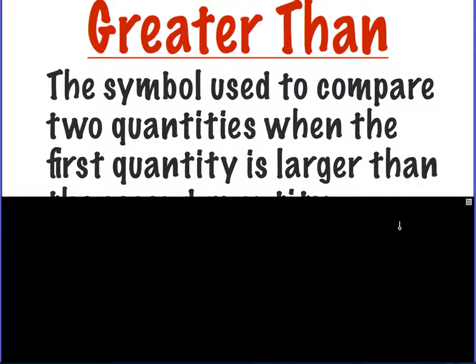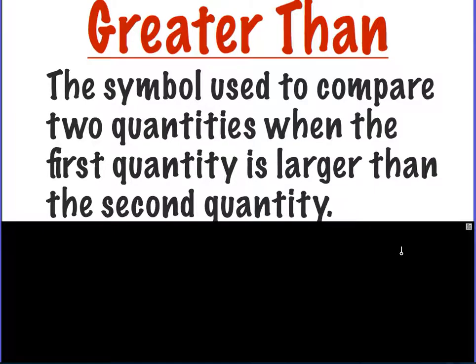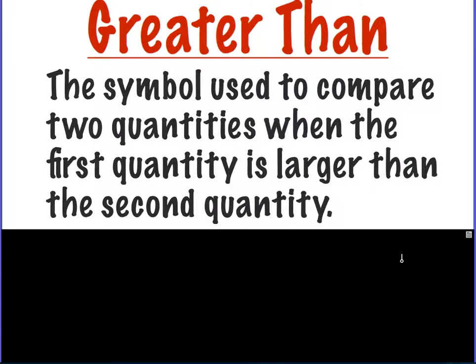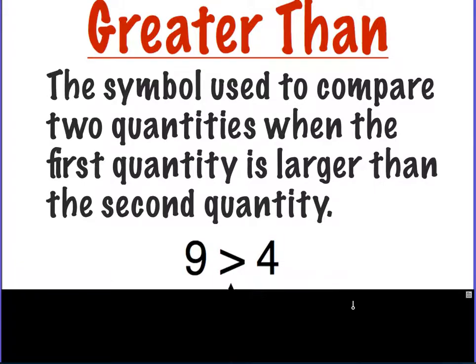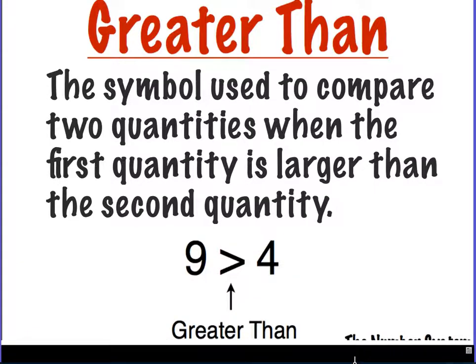Greater than. The greater than symbol is used to compare two quantities when the first quantity is larger than the second quantity. So we always use a specific symbol. I know a lot of times we talk about the larger one eats the smaller one, or it eats the larger number. But in this case, when the larger quantity is listed first, we always use the greater than symbol.